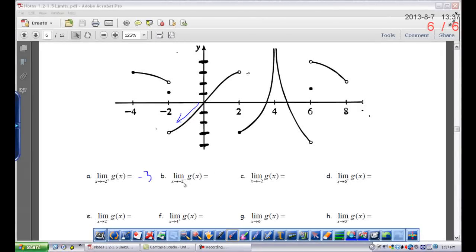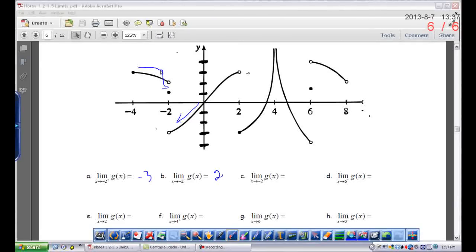Limit as x approaches -2 from the left. So here's where x is -2. If I'm coming from the left of -2, then the y values are approaching 2. And remember that the value of the function at x equals -2, which happens to be 1, has no bearing on this limit right here.